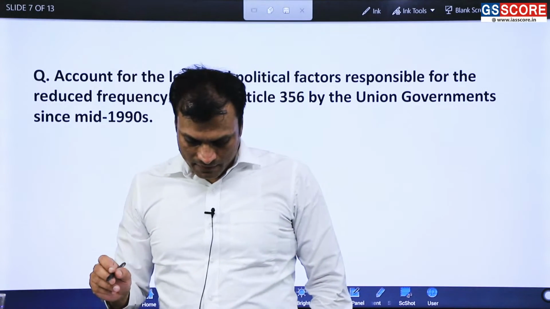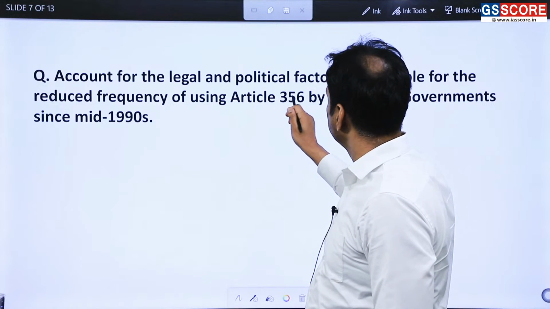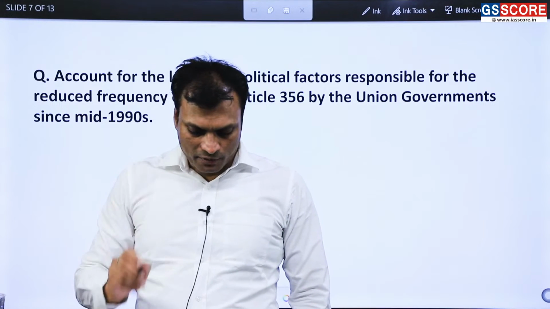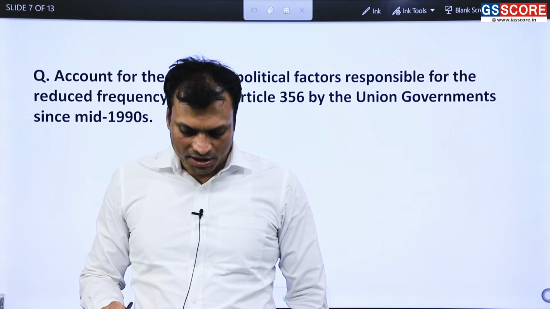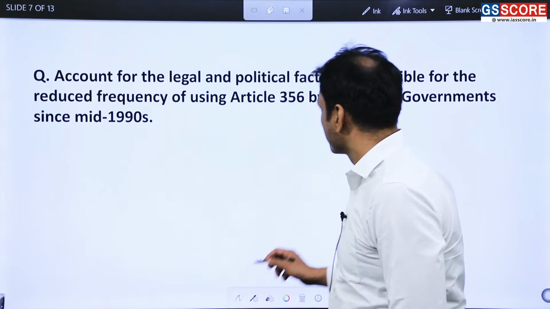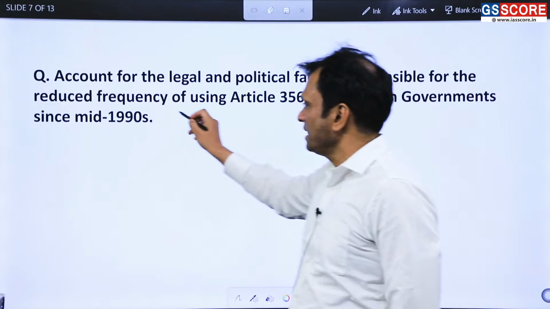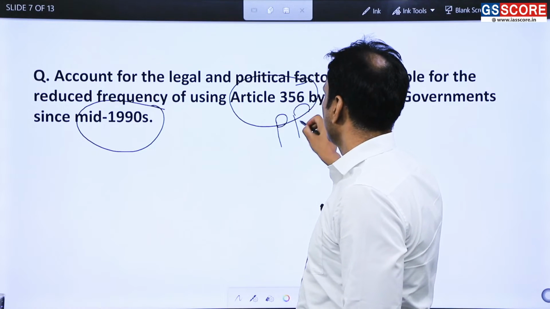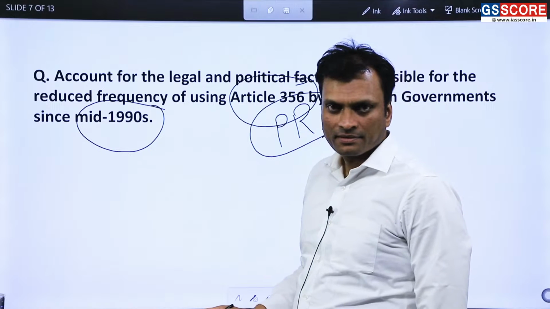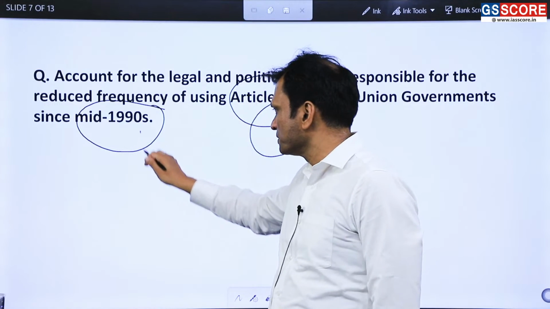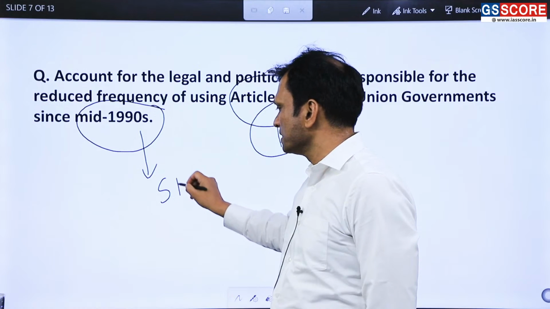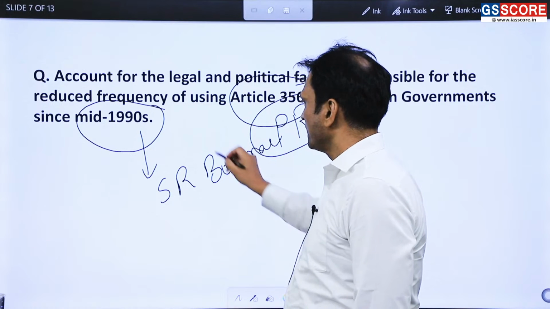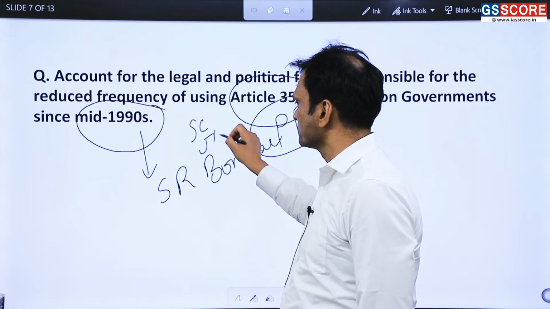So next question we have is, account for the legal and political factors responsible for reduced frequency of Article 356 by Union governments in mid-1980s. The question is very clear. Why from mid-1980s has Article 356 President's Rule become less frequent? An obvious answer, the first line that should come into your mind, is the SR Bommai case and the Supreme Court's judicial activism.